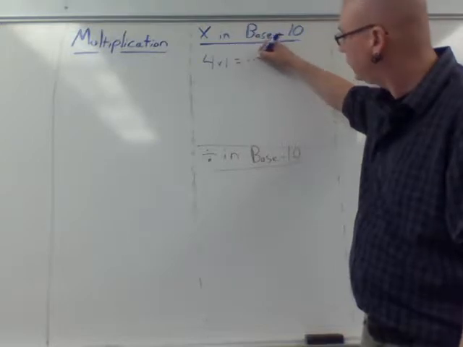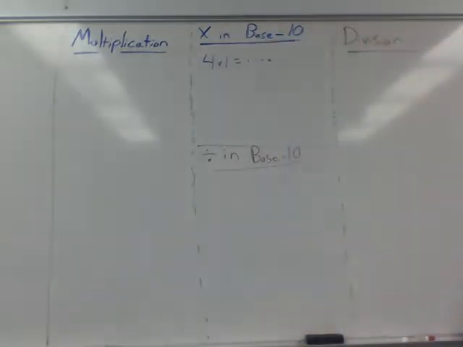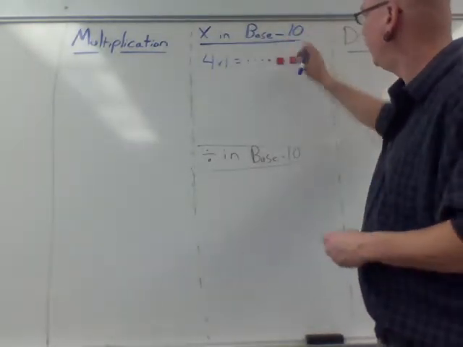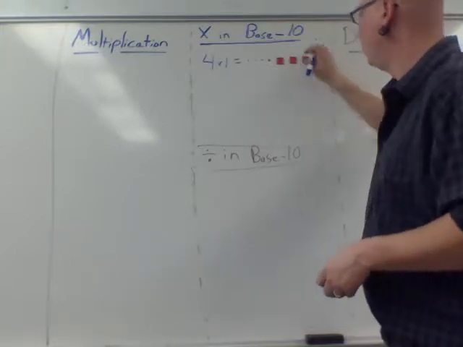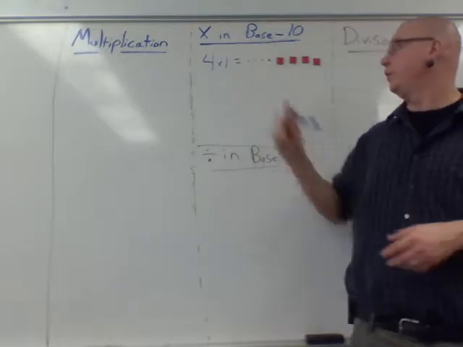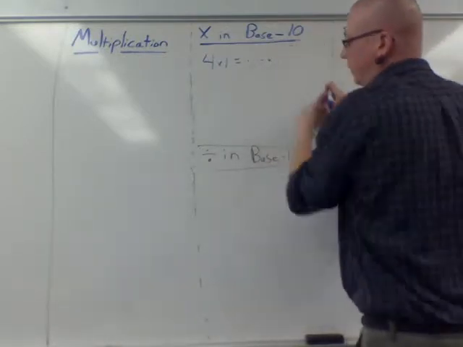1, 2, 3, 4. If we wanted to use base 10 actual blocks, I'll get my magnet blocks out, it would look just like this. Boom, boom, boom, boom. 1, 2, 3, 4. Now, obviously, we don't have room for all the rest of these magnets, so we're going to abbreviate them by using our dots, sticks, and lines.